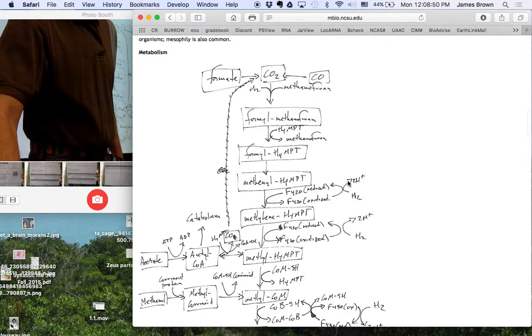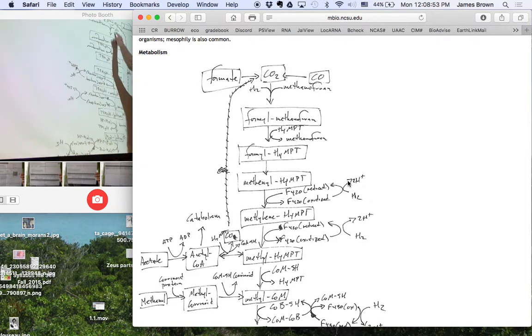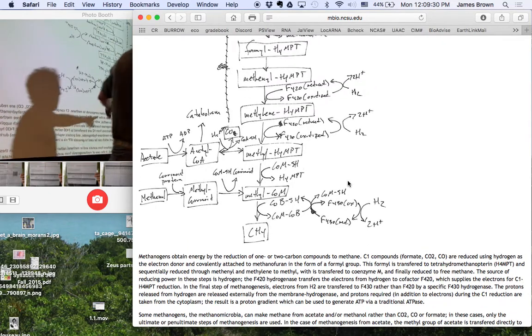And so CO2 and hydrogen are mixed with methanofuran, and you end up with a formyl-methanofuran, and you reduce it, and then you trade off to tetrahydromethanopterin, and so forth and so on. The carbon comes from CO2 or CO or sometimes formate. Where do the electrons come from? Hydrogen. And so these organisms consume basically CO2 and hydrogen and make methane. And so here's methane at the very bottom.